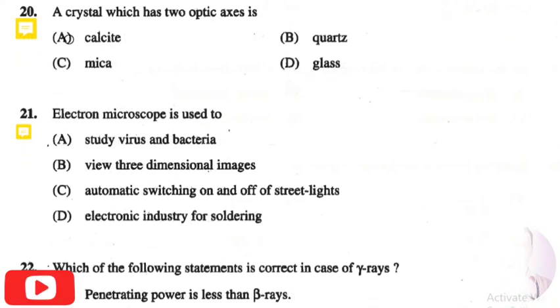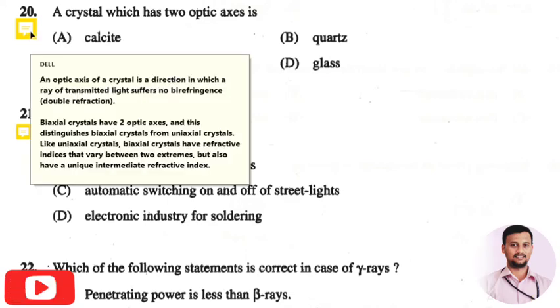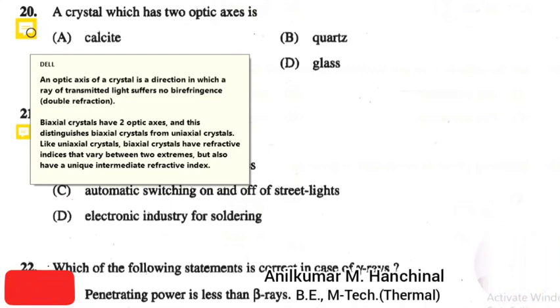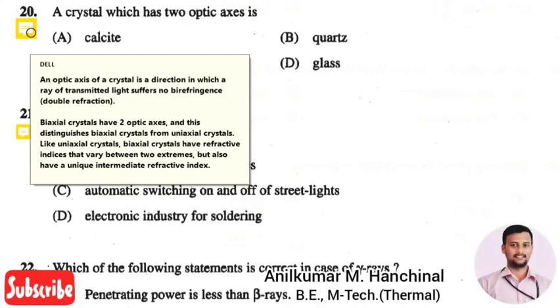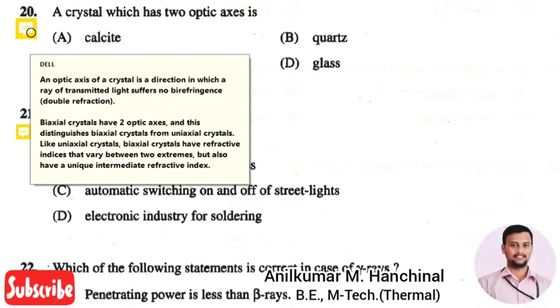The next question is, a crystal which has two optic axes is, the right answer is option 3, that is mica. An optic axis of a crystal is a direction in which a ray of transmitted light suffers no double refraction. So the biaxial crystals have two optic axes, and this distinguishes the biaxial crystal from the uniaxial crystals.